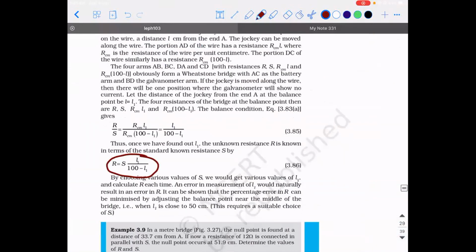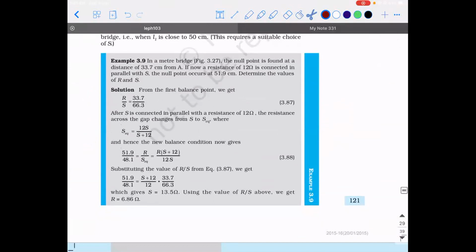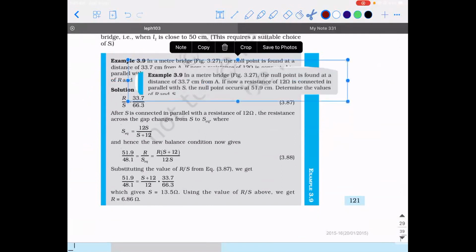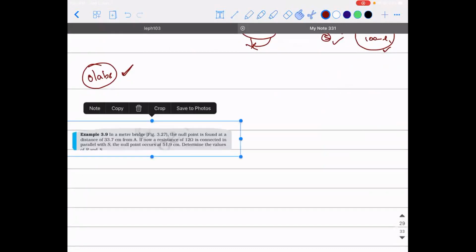So this is the condition. Actually, the derivation is simple. Okay. Now, let's try to solve a problem based on this. Now, I think the network is better, right? Is my voice clear? Good.